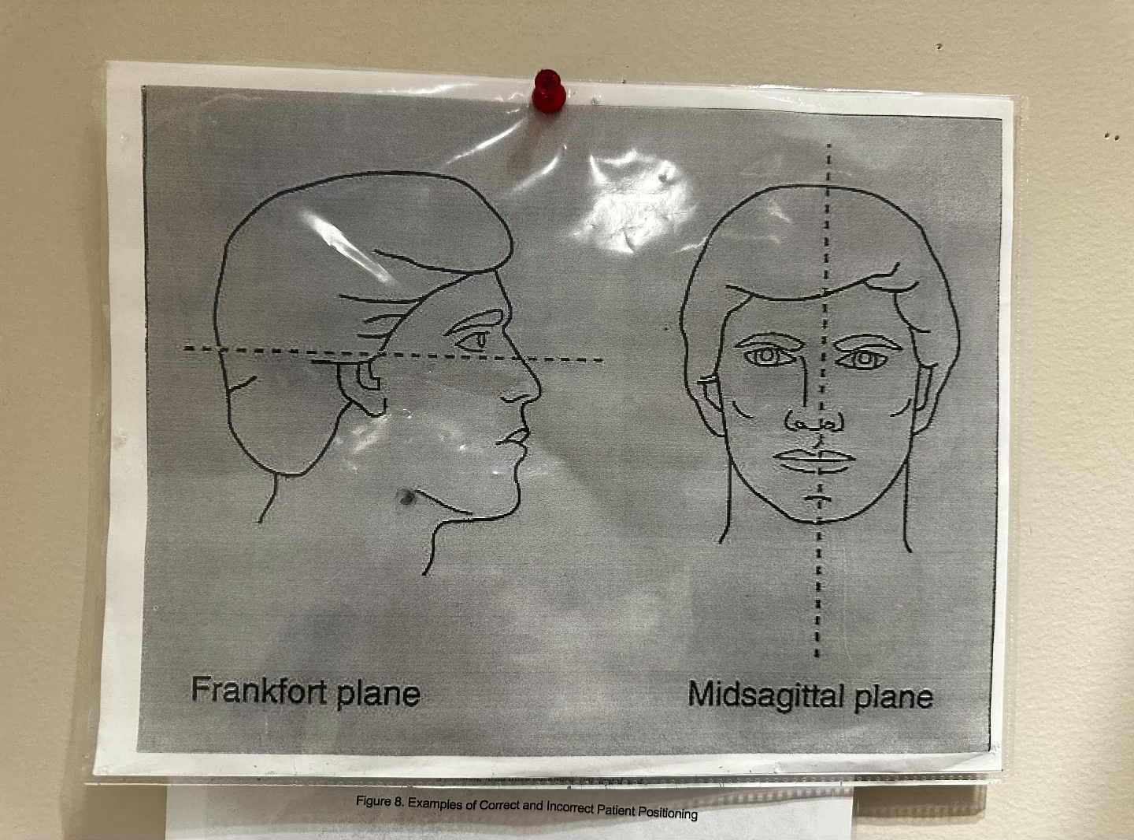Second, we need to adjust the Frankfurt plane. The Frankfurt plane passes from the bottom of the patient's eye socket, which is the infraorbital rim, through to the top of the tragus. When both planes are aligned, we are going to process the X-ray.